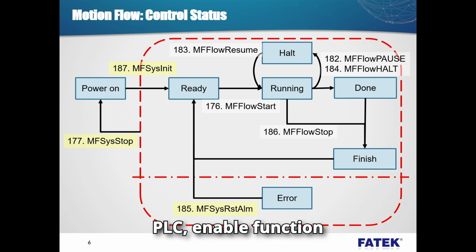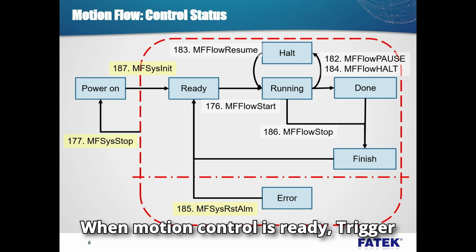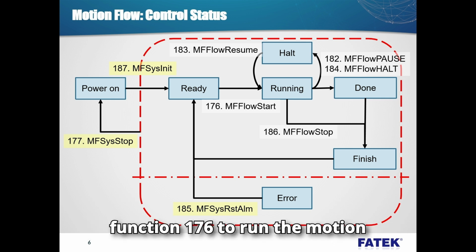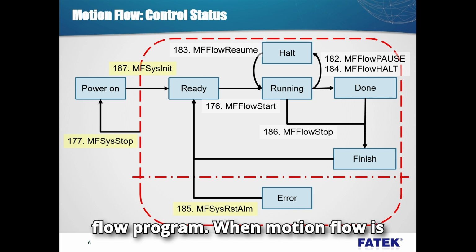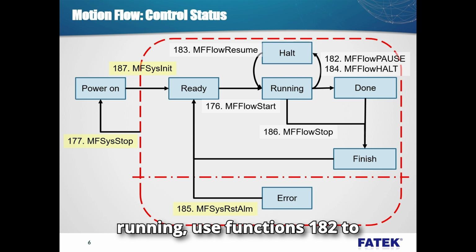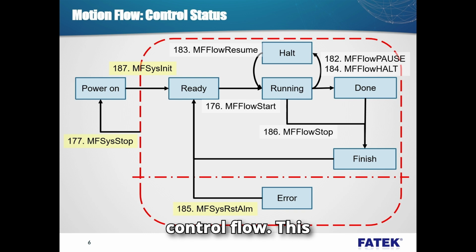Here is the motion control status diagram in flow control. After power on the PLC, enable function 187 to start motion control. When motion control is ready, trigger function 176 to run the motion flow program. When motion flow is running, use functions 182 to 184 to pause and resume the control flow.